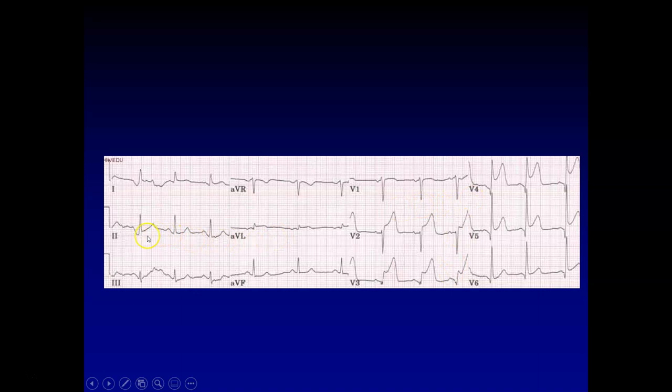Now, if I had ST elevation in 2, 3, AVF, would I see that? Absolutely. I would see an inferior infarct over here in lead 2. It might start showing up. And then I can go in the computer and look. Okay, let's get a 12 lead. Let's see if I have further involvement. So please keep that in mind when you're looking at your monitors.